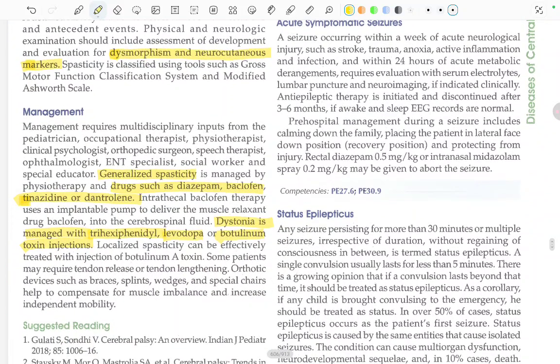Now, in management, it is multidisciplinary input from various departments, but the common drugs that we use: generalized spasticity can be managed by physiotherapy and drugs such as diazepam, baclofen, tizanidine, and dantrolene. And dystonia can be managed with trihexyphenidyl, levodopa, or botulinum toxin injections.